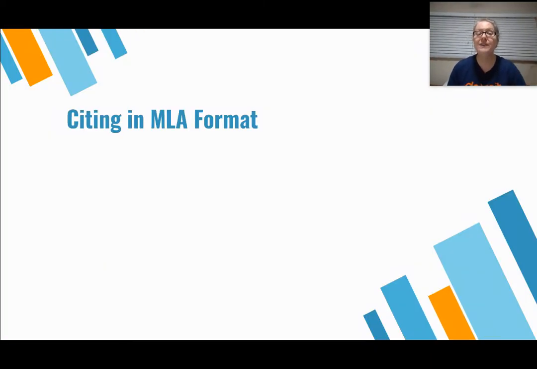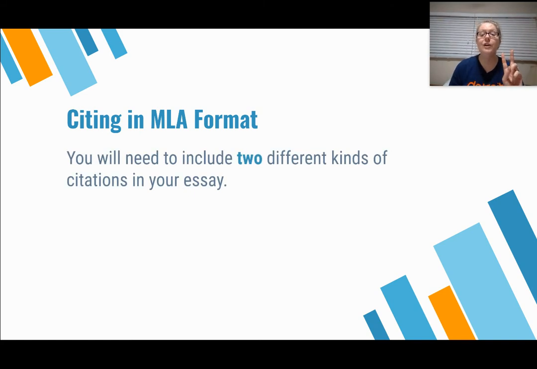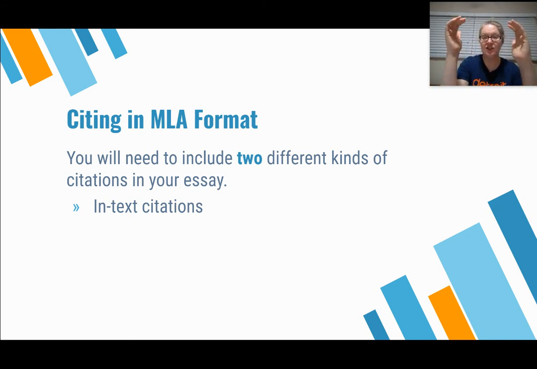So how do you cite in MLA format? Well, there are 2 different kinds of citations that need to be inside your essay. The first one is an in-text citation. So you would have, according to Martin Luther King Jr., "people should be judged by who they are, not what they look like." Now I need an in-text citation, so parentheses 1963, because that's from his speech. That's the date of his speech, and then a period.